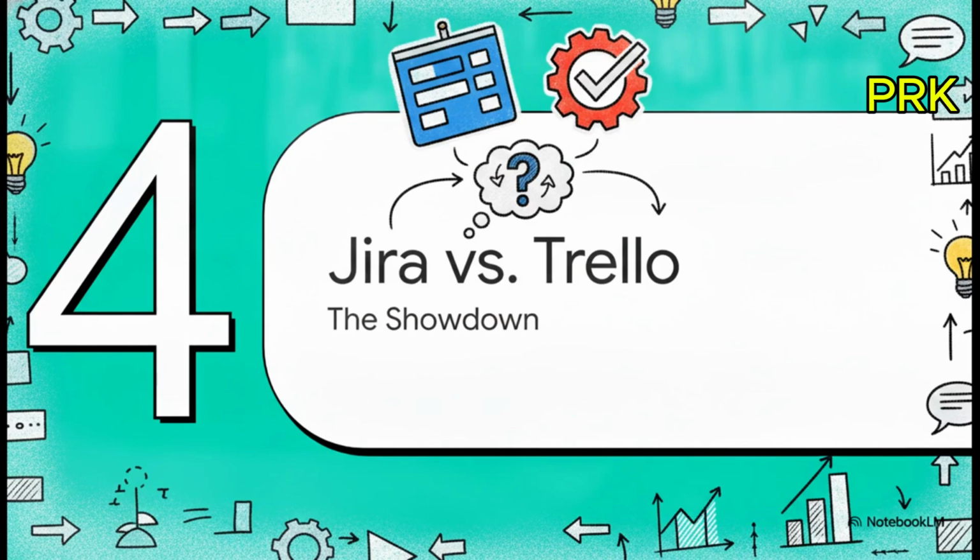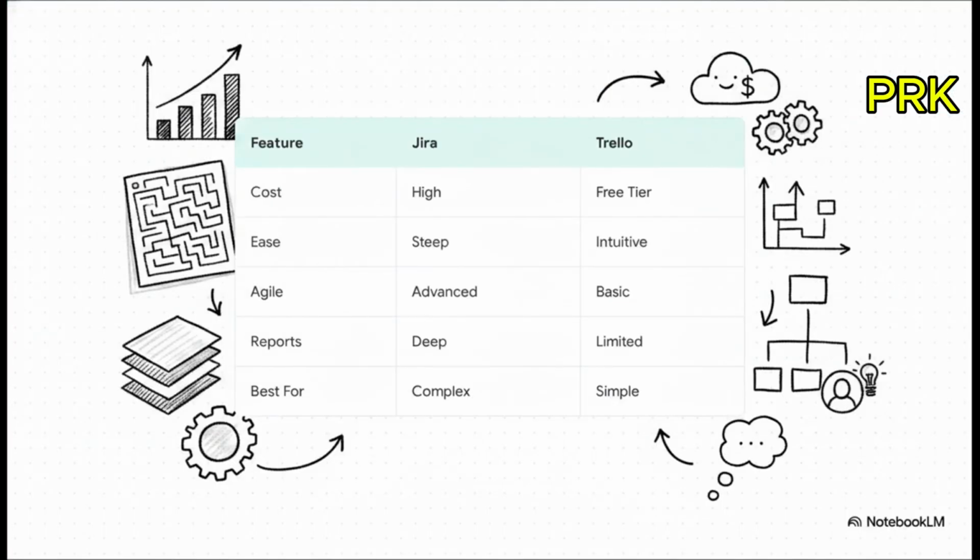All right, let's dive into the heavyweight comparison. Knowing how to use a tool is great, but knowing which tool to actually choose for a specific scenario, that's what makes you a leader. If you're taking revision notes, you might want to screenshot this comparison right now, because it perfectly breaks down the core differences. Let's look at the cost first. Jira scales up to higher enterprise-level pricing, while Trello offers a really accessible lower tier or even a completely free tier.